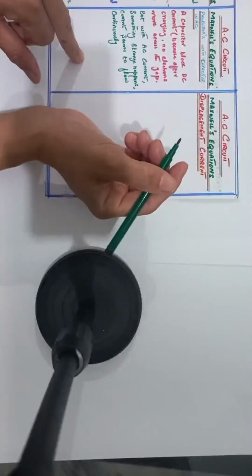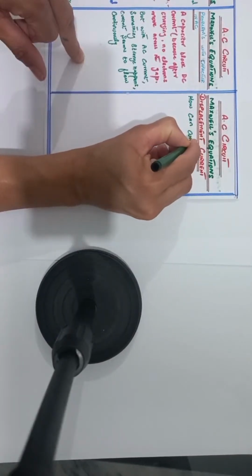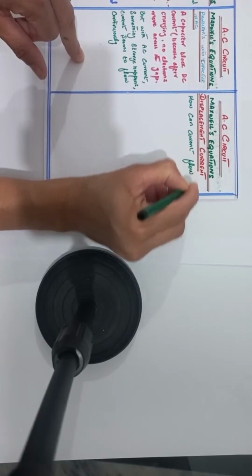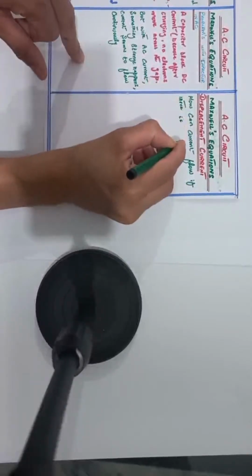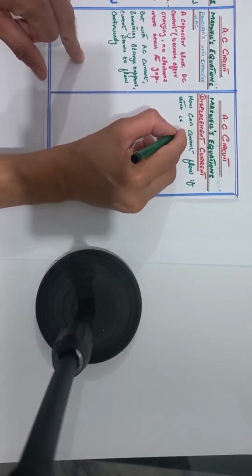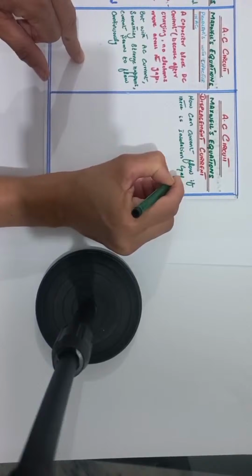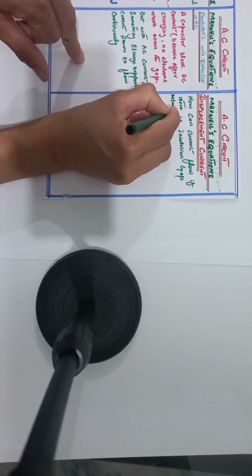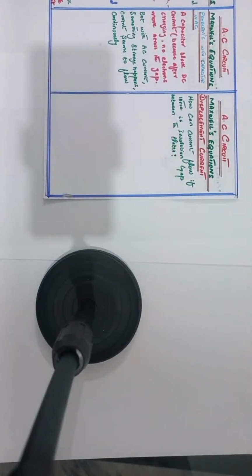First we explain the Maxwell question: how can current flow if there is an insulation gap between the plates? That answer is given by Maxwell.